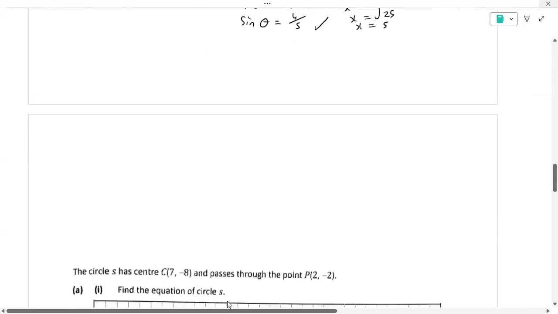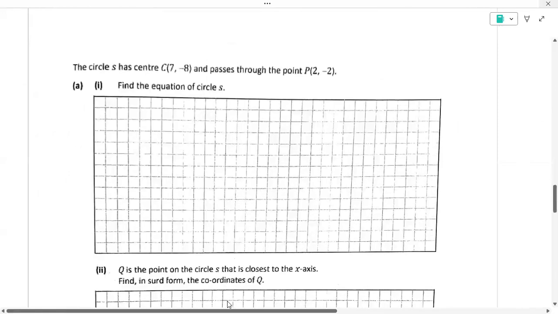The next question was straightforward enough. A circle S has center (7, -8). Please always do a sketch. And it passes through (2, -2). Now, I have no idea where that is, but it's just a representation. Find the equation of S.